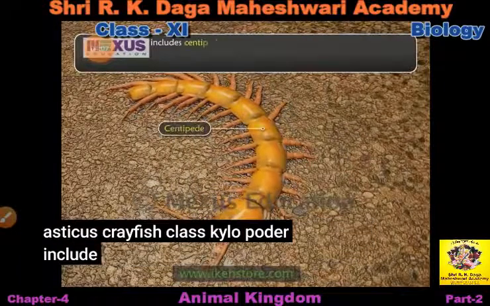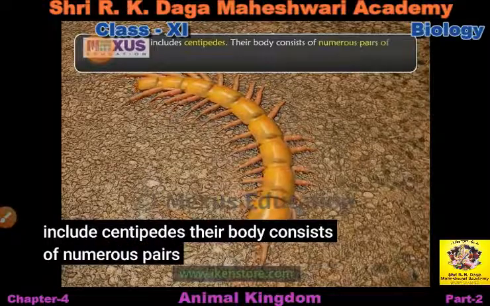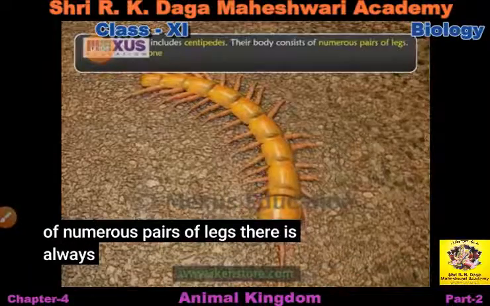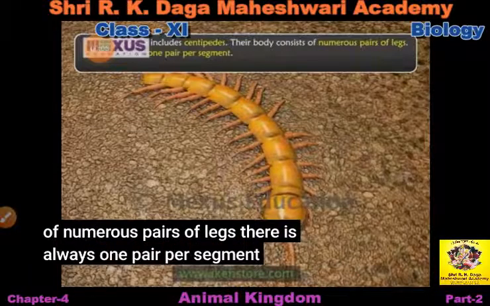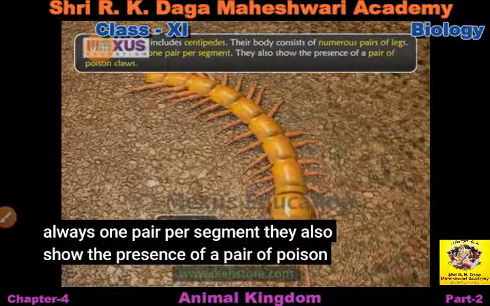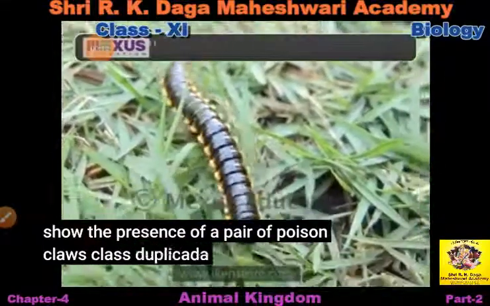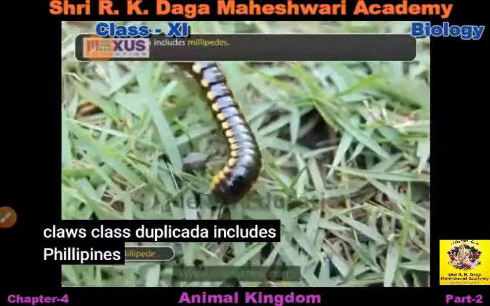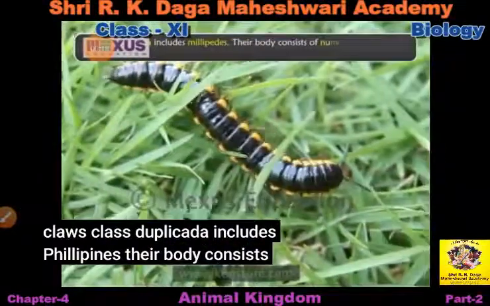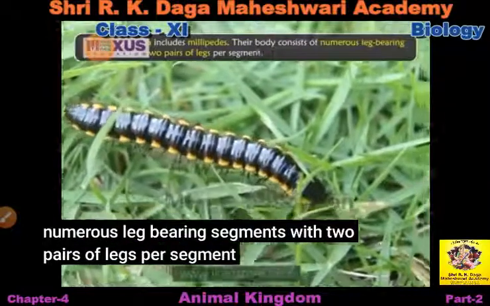Class Chilopoda includes centipedes. Their body consists of numerous pairs of legs. There is always one pair per segment. They also show the presence of a pair of poison claws. Class Diplopoda includes millipedes. Their body consists of numerous leg-bearing segments with 2 pairs of legs per segment.